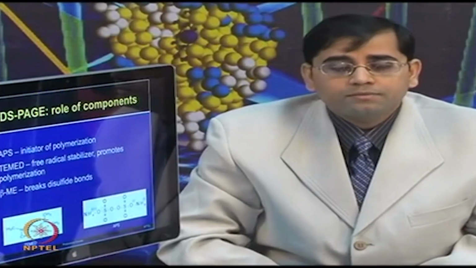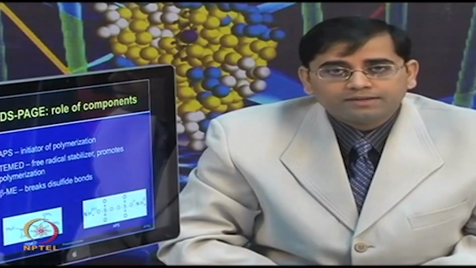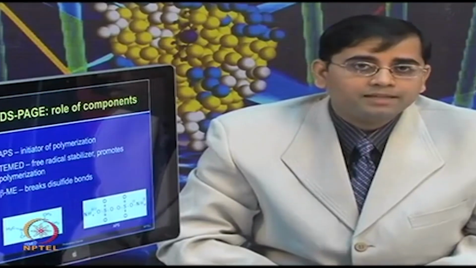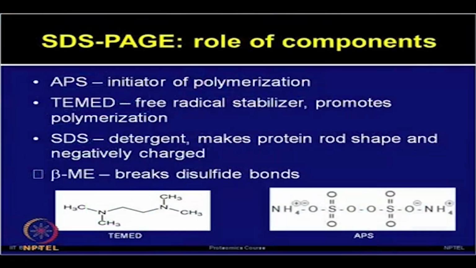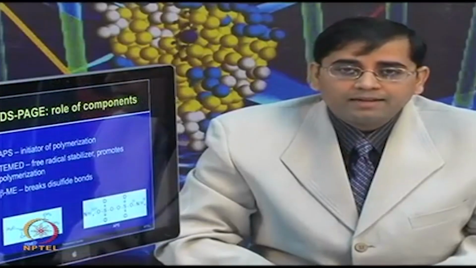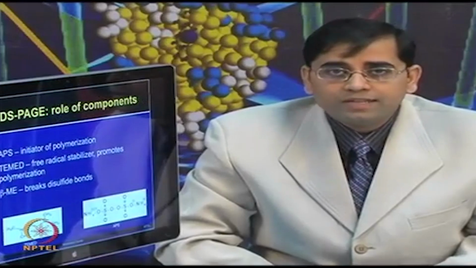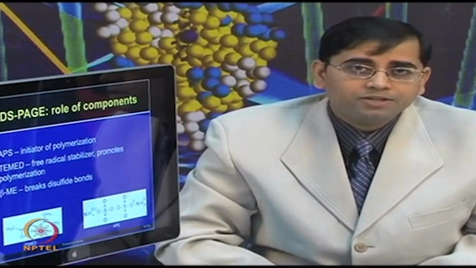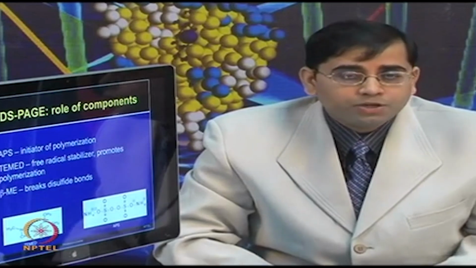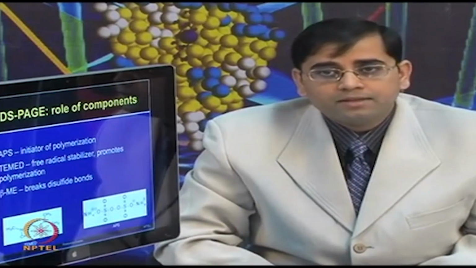which include APS or ammonium persulfate, which initiates the polymerization process. TEMED, that is a free radical stabilizer, it also promotes the polymerization of the gel process. So, beta mercaptoethanol is not used in making the gel, but for your protein treatment to break the disulfide bonds. So, I hope you are at least able to understand the role of each of these components which are being used in SDS page, either during the protein preparation of doing the SDS page or making the gel to separate the protein.